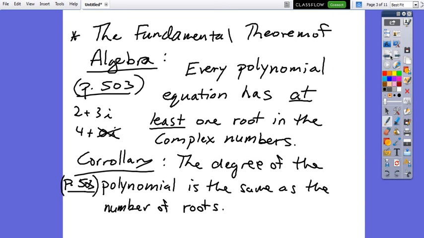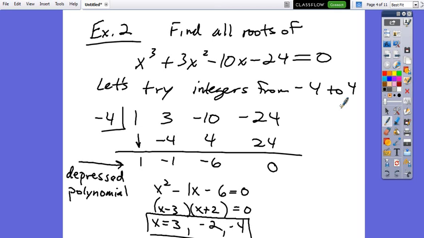All right, so take a look at example 2. I called it example 2 because I had previously shown you a little example. It doesn't really matter what number you call it. It says find all the roots of x cubed plus 3x squared minus 10x minus 24 equals 0. I'm going to let you copy down the process here, and then I'm going to explain it.